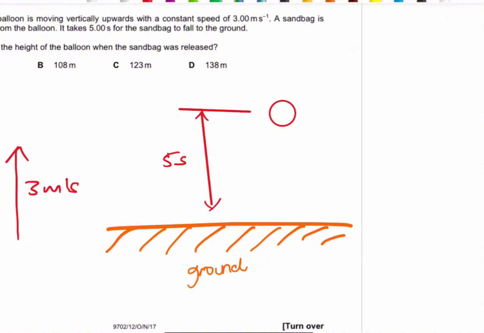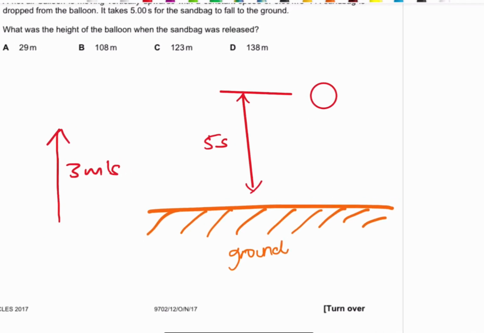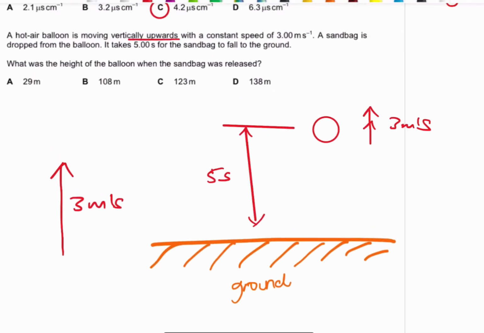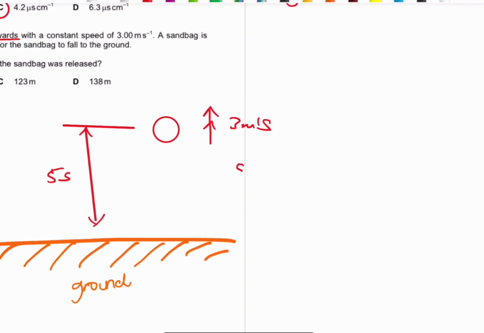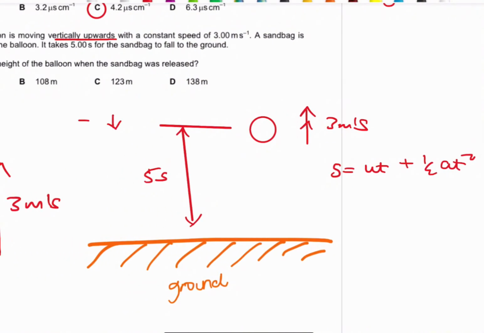Since this balloon was moving up, this 3 meters per second is going to be pointing up, because initially it was moving up. As it points up, it will then start falling down. But it's going to start with 3 meters per second pointing up, because we're told that it's moving vertically upwards. But we know that s is ut plus half at squared, and we know that down is actually negative g.